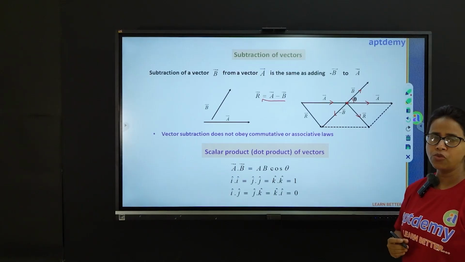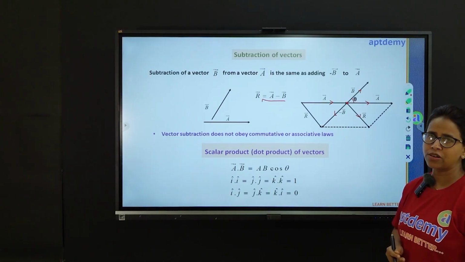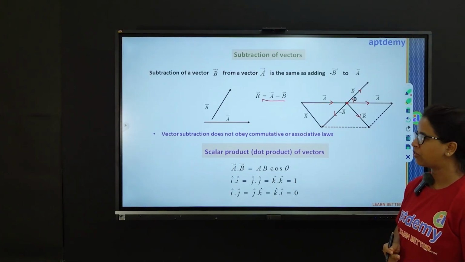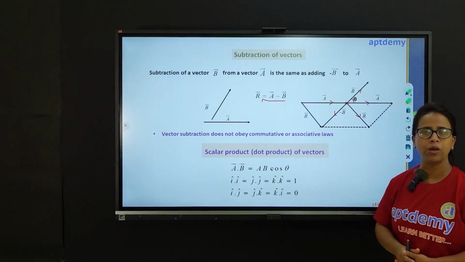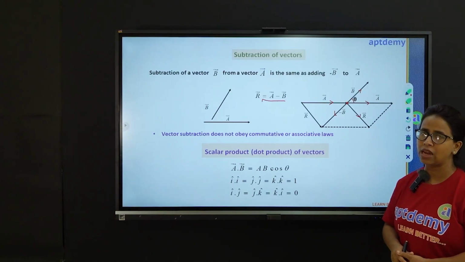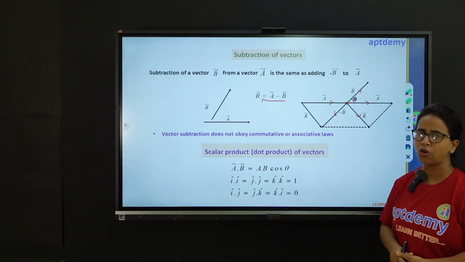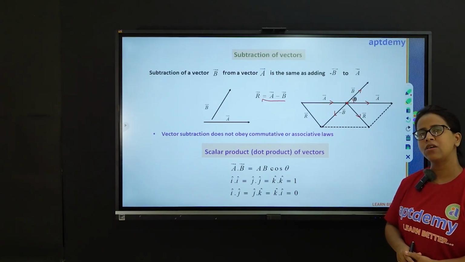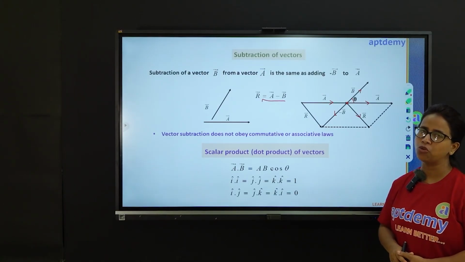Now we are over with addition and subtraction of vectors. Now it's time for product of vectors. Whenever we are talking about product of vectors, there are two main ways. One is the scalar product of vectors, also called the dot product, and the other is the cross product of two vectors.